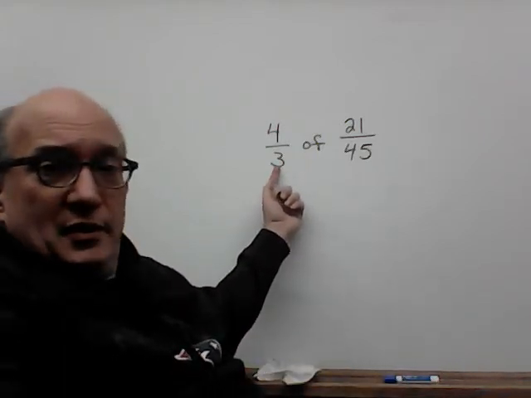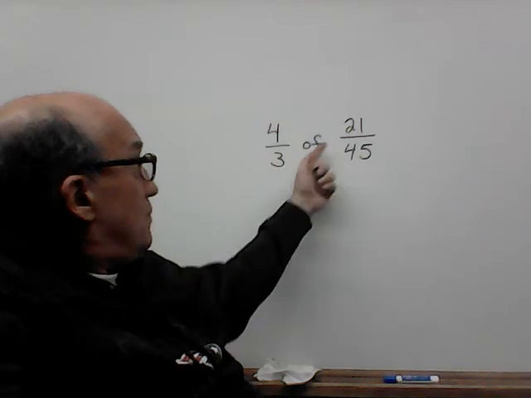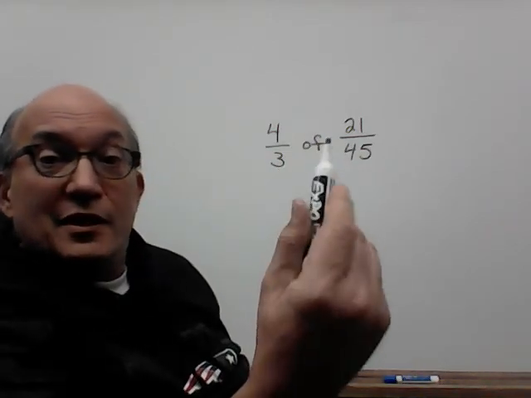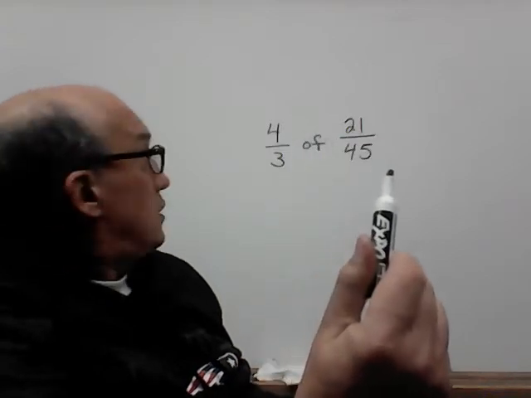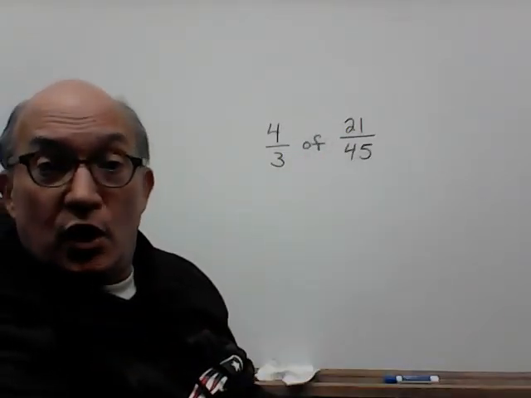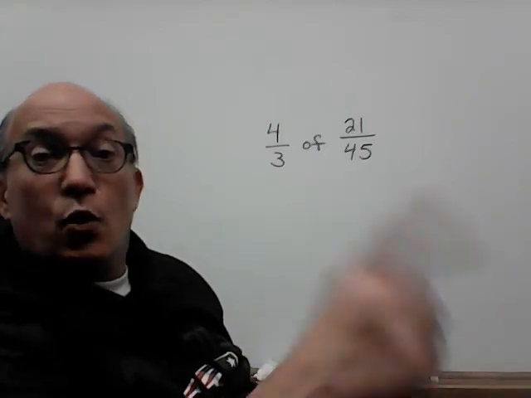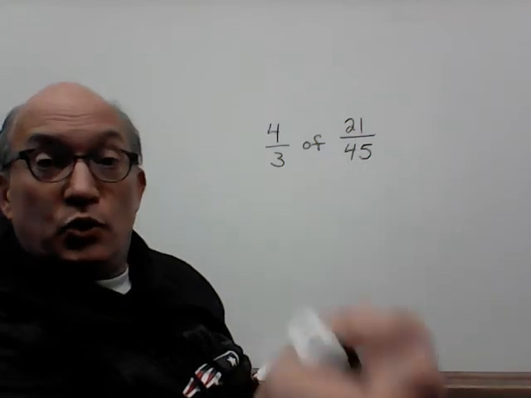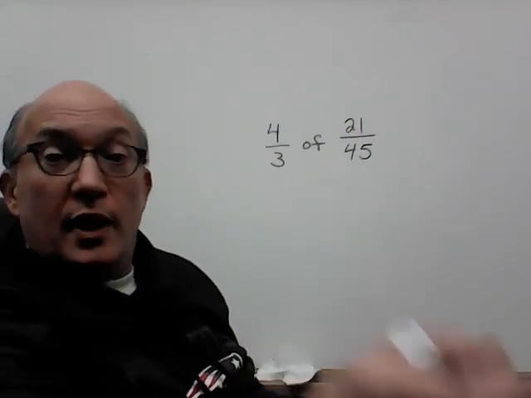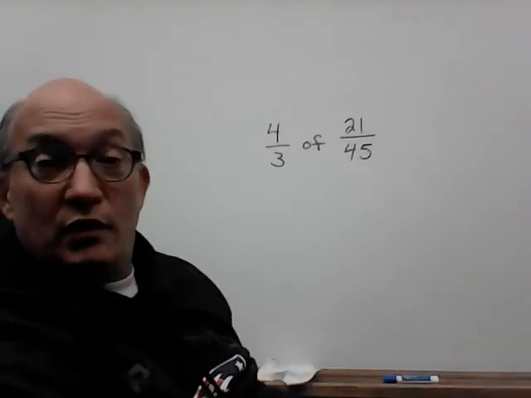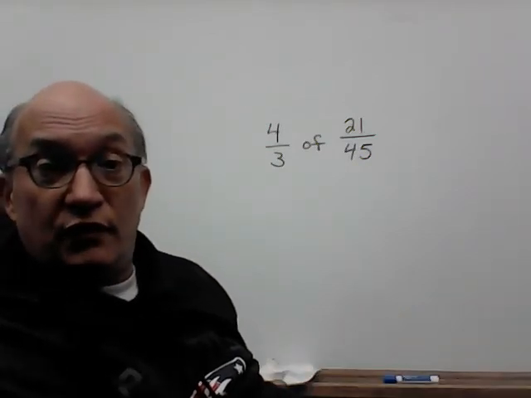Now notice we're back to this situation. This 3 is a factor of the 21. It's easy to think of what 1/3 of 21/45 is. What's 1/3 of $21? $7. What's 1/3 of 21 people? 7 people. What's 1/3 of 21 apples? 7 apples. What's 1/3 of 21/45? 7/45.